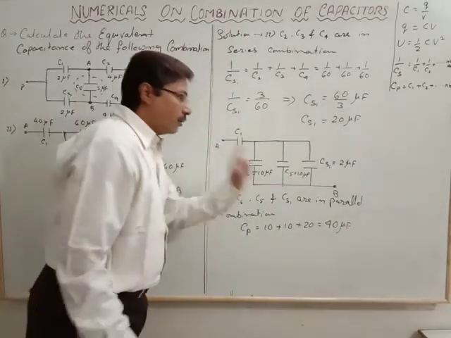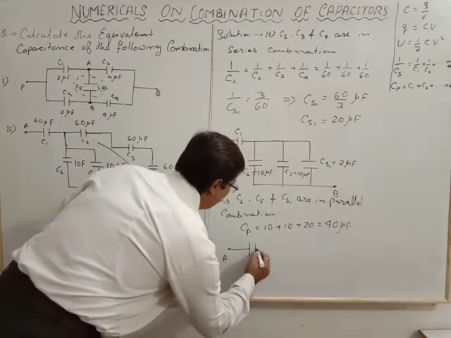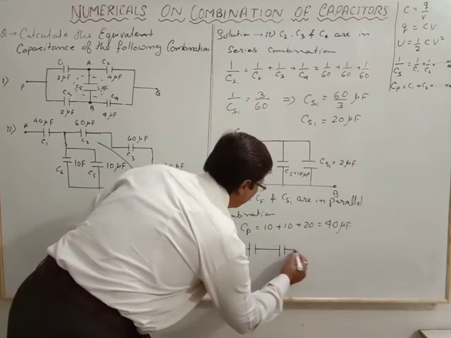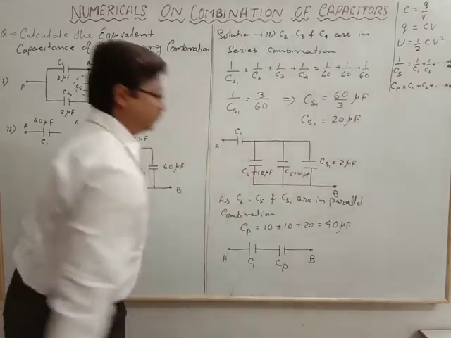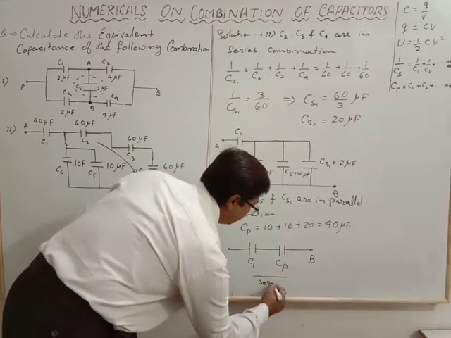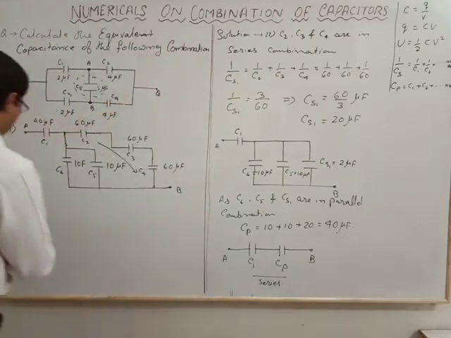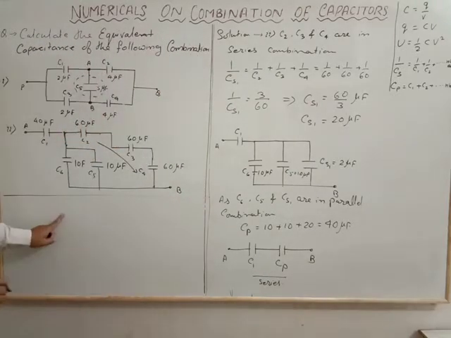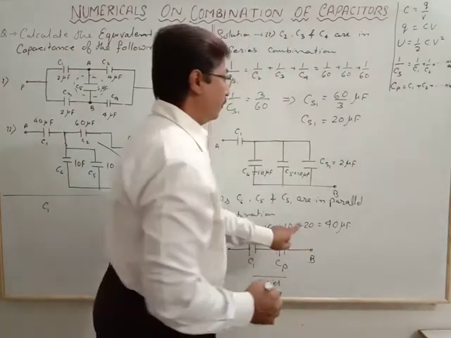Now the combination looks like this: C1 from A, connected with this one, B. Here it is C1 and this one is the 40 microfarad. Again it is a series combination, for the last step, with C1 and the 40 microfarad.